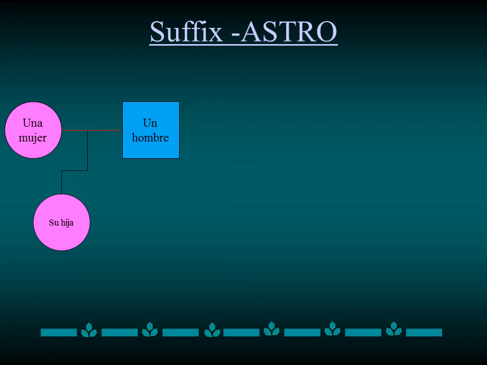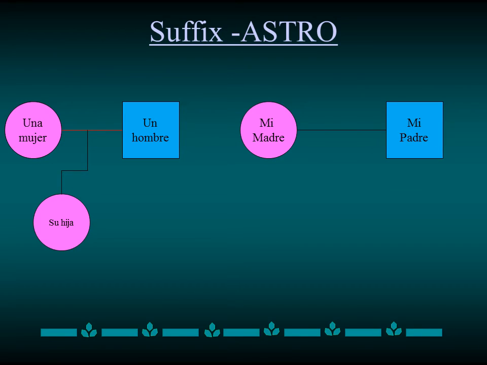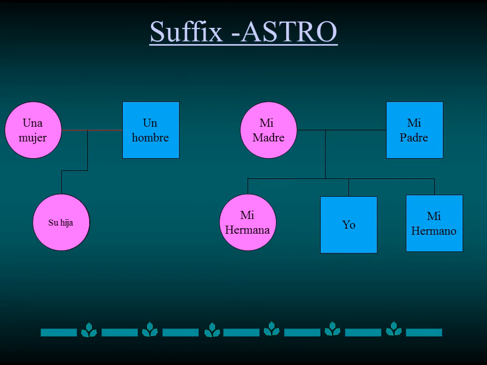So here we got a man and a woman. They've got a kid here, su hija. And they divorced. On the other side, we've got mi madre y mi padre. They're married, right? Y tienen tres hijos. Mi hermana, yo, mi hermano. So they have 3 kids. Hijo is kid. So then what happens here? Well, this isn't true in real life, but in the story here, se divorciaron. They got divorced.